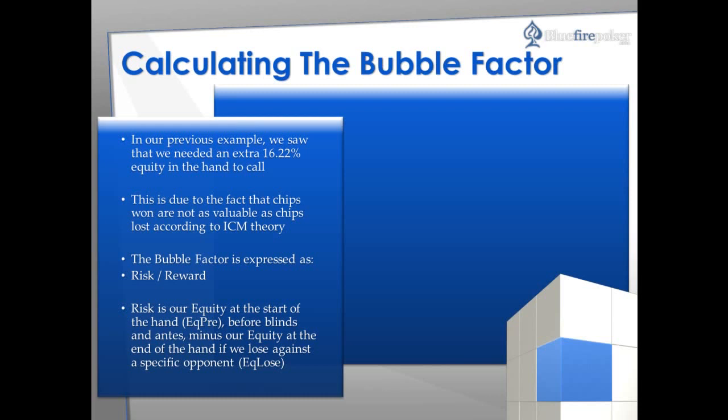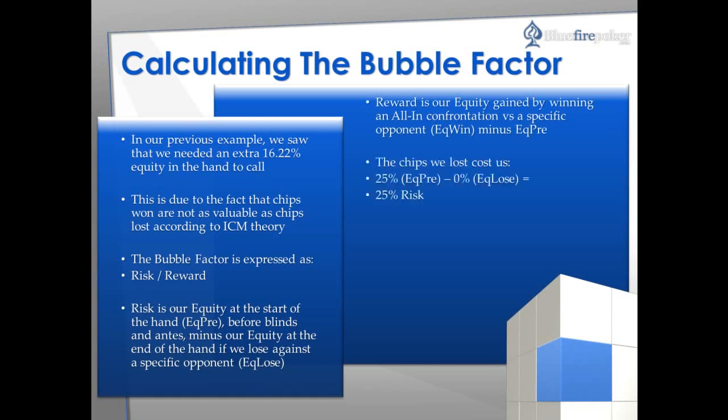Risk in this context is our equity at the start of the hand, or EQ pre, before the blinds and antes are posted, and then we subtract our equity at the end of the hand if we lose against a specific opponent, which we'll call EQ lose. And the reward is our equity gained by winning an all-in confrontation versus a specific opponent minus our EQ pre.